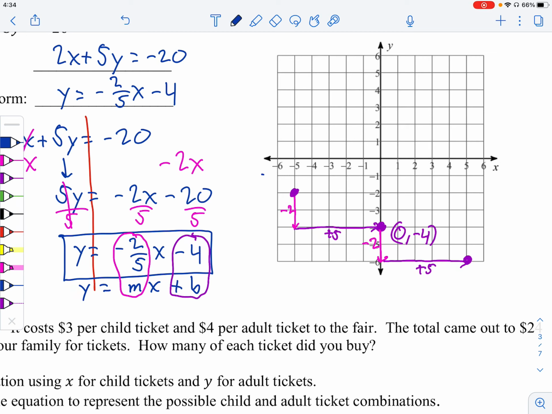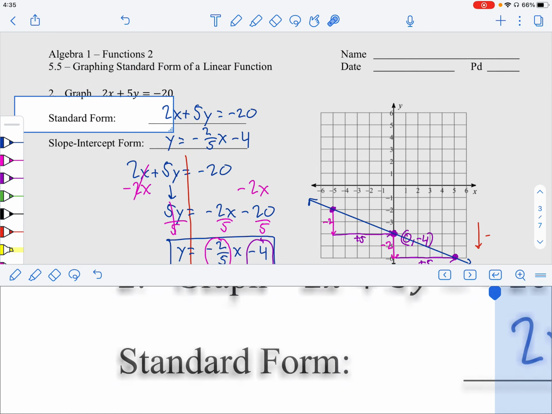To make more points. And then we have our graph right through. And put our arrows. We can tell our graph is going down, so it has a negative slope. And we do have a negative slope, negative 2/5. So that's correct, right? Down 2, right 5. So these should all match. Our y-intercept, 0, negative 4. So that's our graph.